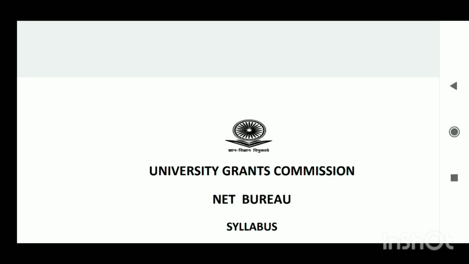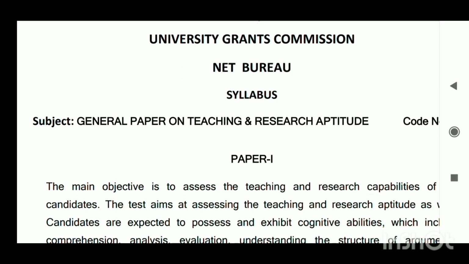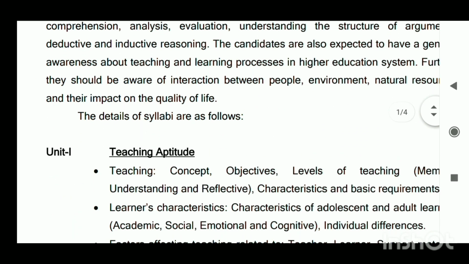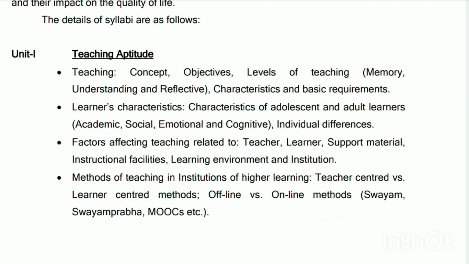Hello students, in this video I'll discuss with you the UGC NET Paper 1 syllabus in detail. Your subject name is General Paper on Teaching and Research Aptitude, Paper 1. This paper exam will be conducted in CBT mode, meaning computer based test. There will be a total of 50 questions of 2 marks each. That means it is a 100 marks paper.